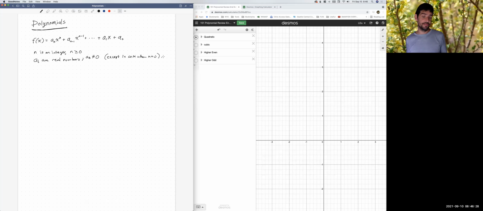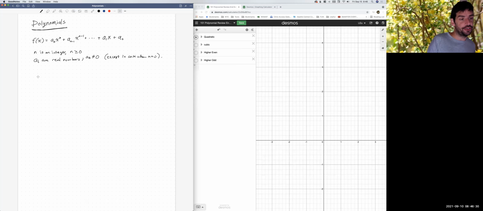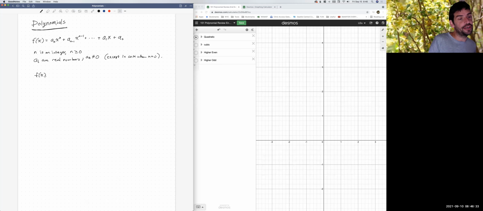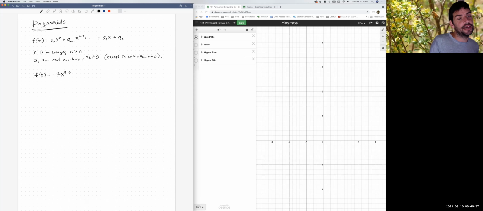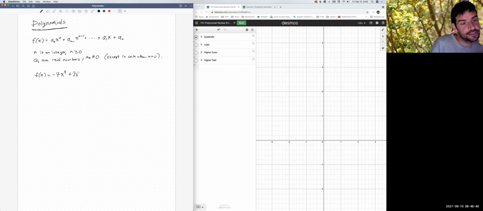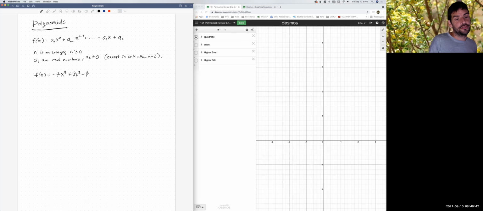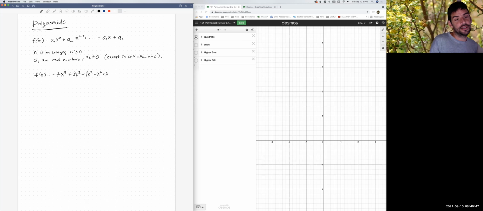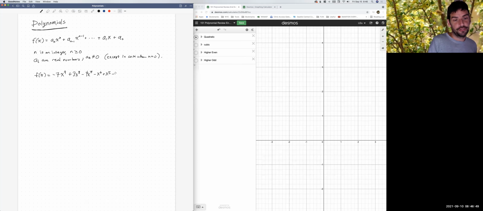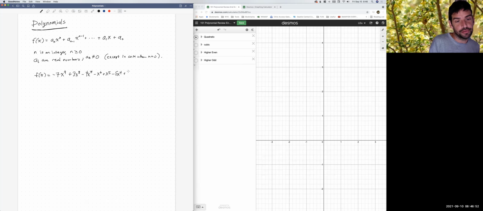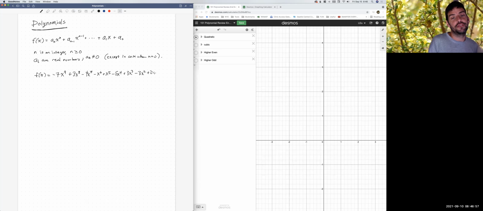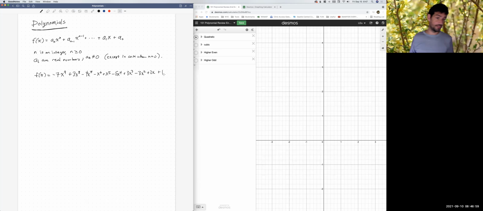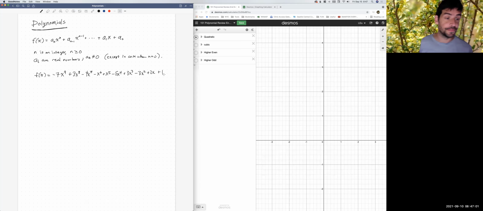All we are saying here is that we have functions of the form, let's give an example, f of x equals negative 7x to the 9th plus 3x to the 8th minus 4x to the 7th minus x to the 6th plus x to the 5th minus 5x to the 4th plus 3x cubed minus 3x squared plus 2x plus 1, for instance. That's one example of a polynomial, okay, right?